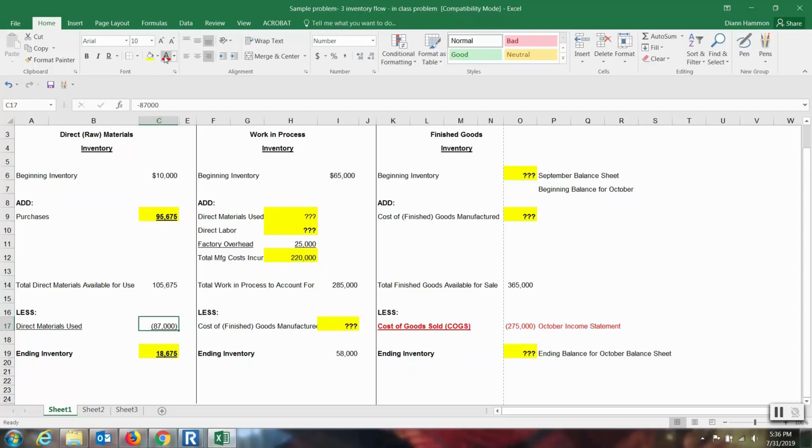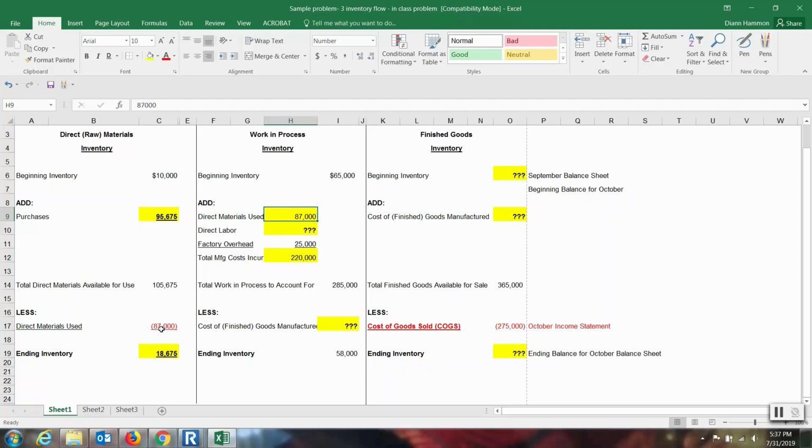Take the total to account for, subtract the beginning balance, that means additional costs added in, $220,000. Now I actually have my direct materials used because this flows from over on the direct materials side. So $87,000, again, that's coming from the direct materials used. So now I know my total manufacturing costs incurred are $220,000. Of that, $87,000 is direct materials and $25,000 is factory overhead, so I can solve for my labor.